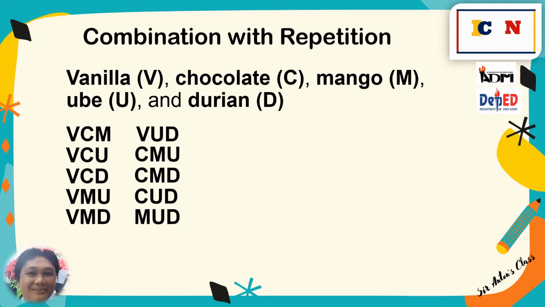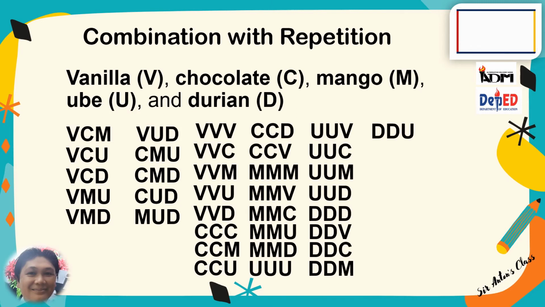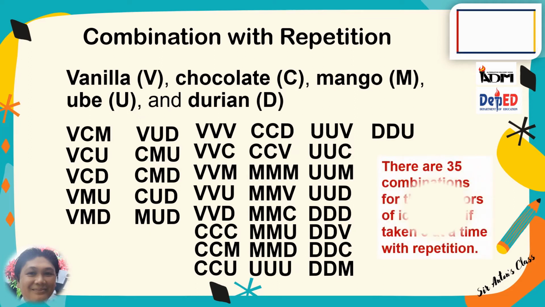But according to the problem, you can have repetition. So since you're buying an ice cream, you can have 3 vanillas, right? So it's just like this. So the combination without repetition has 10 arrangements, and with repetition we have 25 arrangements. So how many combinations are there? Okay, 35 combinations for the 5 flavors of ice cream if taken 3 at a time with repetition.